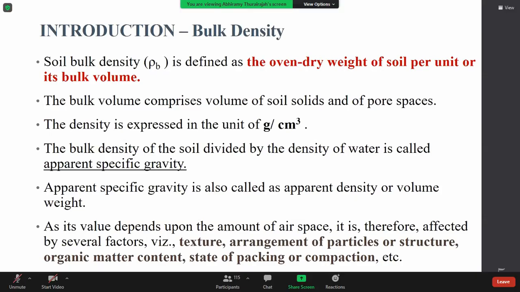Do you have any idea? If I ask likewise, is bulk density high in highly compacted soil or low compacted soil? High compacted soil.